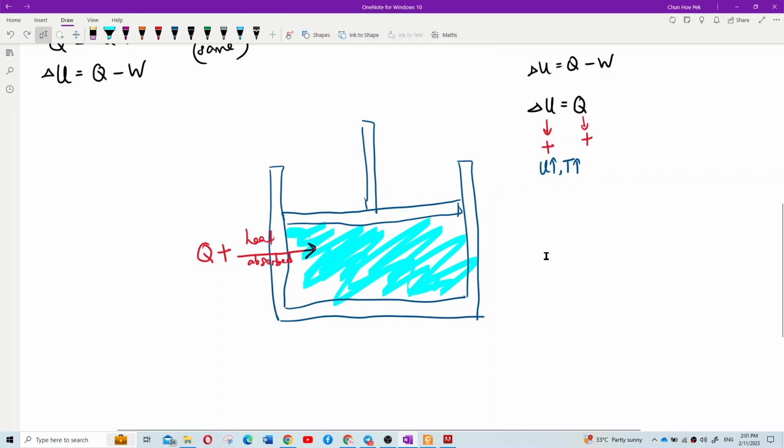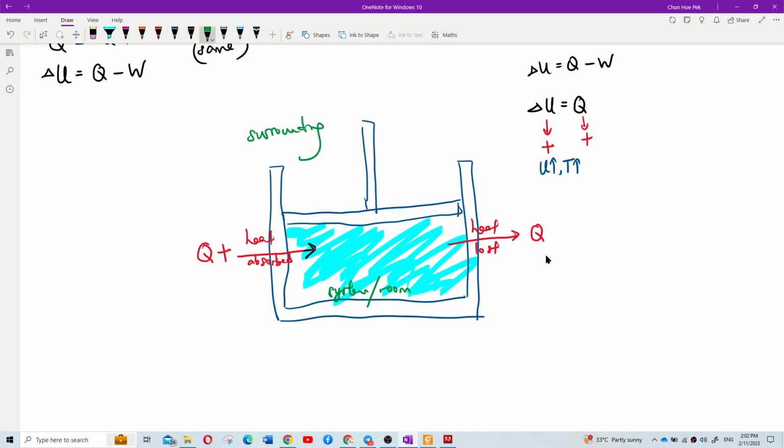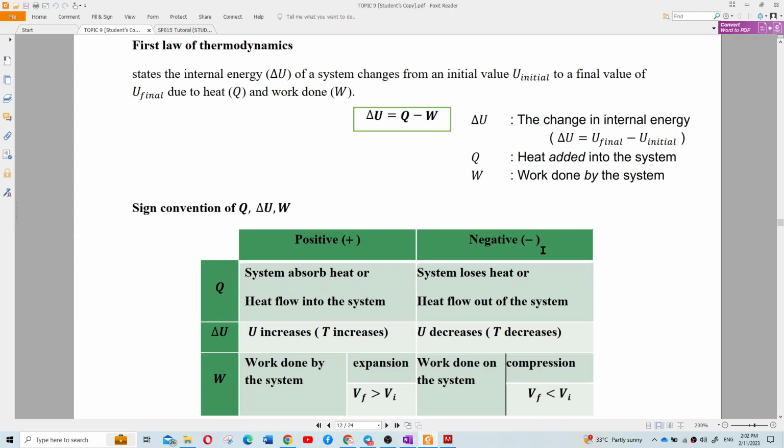So class, next, let's say this time is heat exit. So Q is what? Heat loss from the system. We call this the system, or this is our room, the room that you stay in right now, your dorm. And the outside is the surrounding. Outside surrounding means outside the room. Now if heat is lost, use what sign, class? Heat loss negative, isn't it?